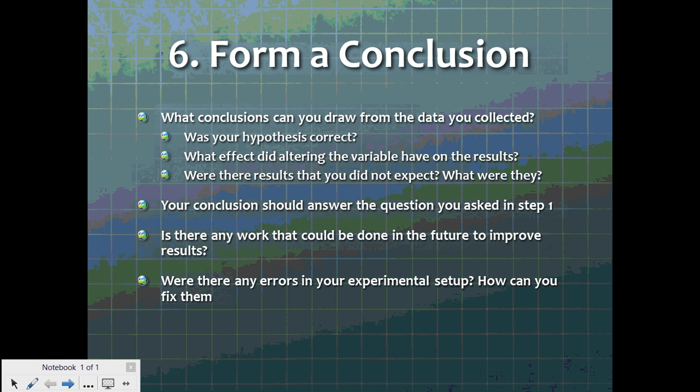Is there any work that could be done in the future to improve your results? Were there any errors in your experimental setup? How can you fix them?